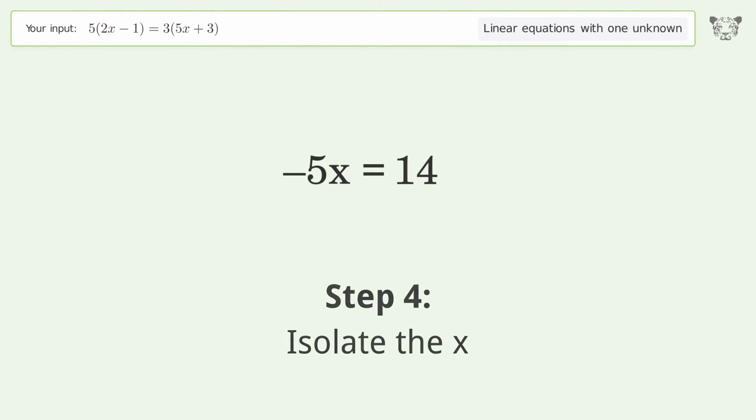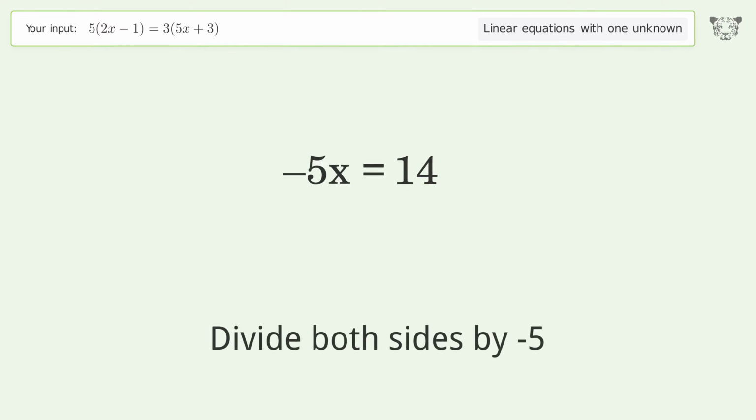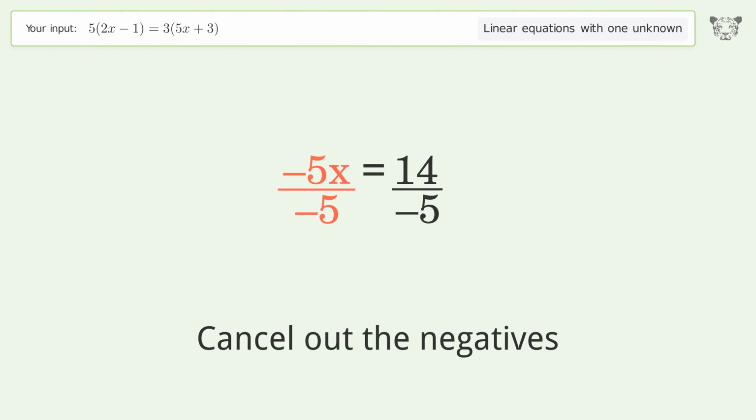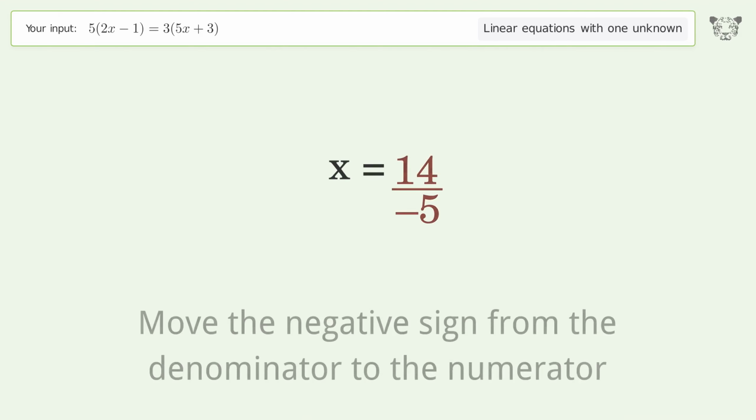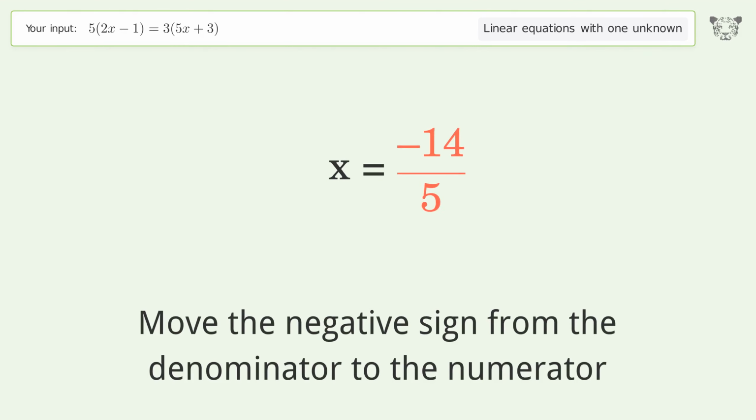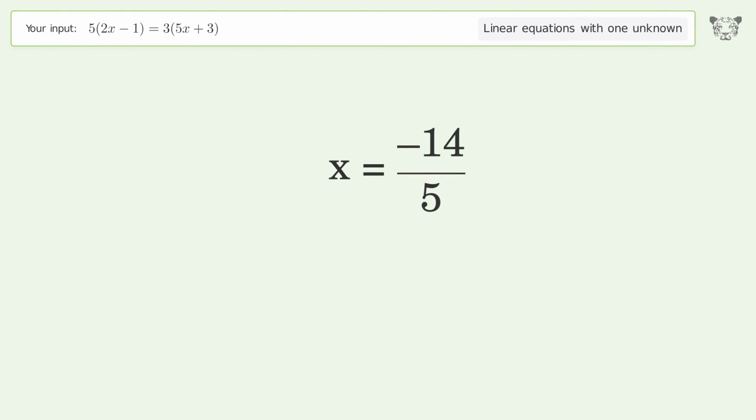Isolate the x. Divide both sides by -5. Cancel out the negatives. Simplify the fraction. Move the negative sign from the denominator to the numerator. And so the final result is x equals -14/5.